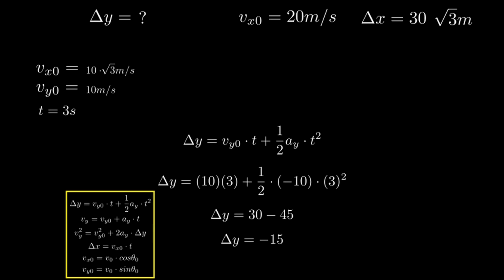But why is it minus 15 and not 15? Well, it's just because the final position lies under the initial position.